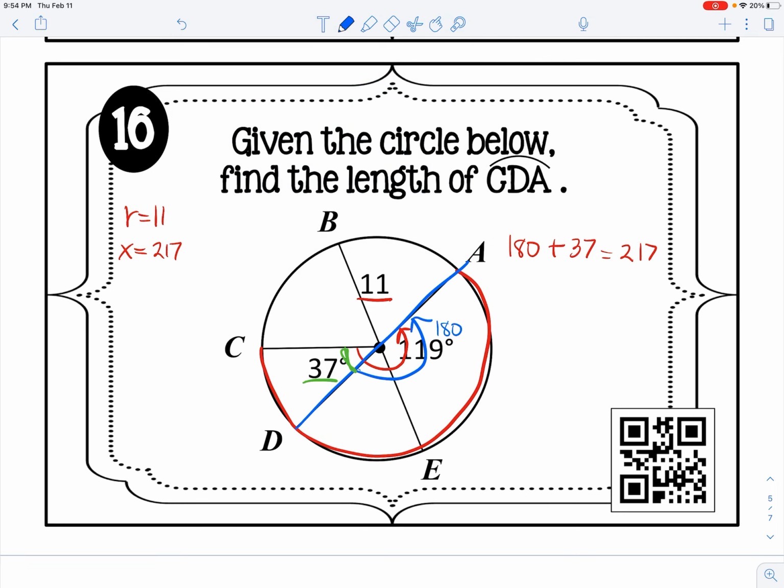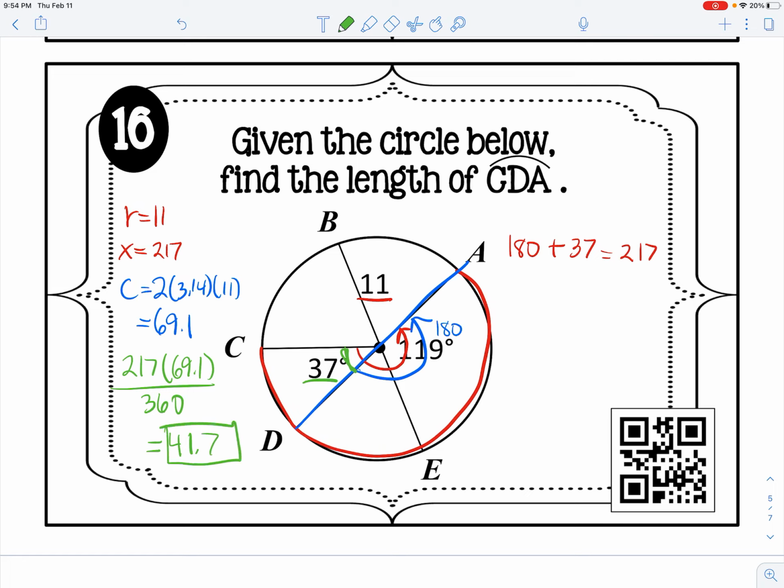So we know our radius, we know our angle, we're good to start. So circumference, 2 times pi times r. We plug those in. And I get our circumference is 69.1. Okay. Do the next part here. Calculate our arc length. So take our angle times our circumference, divide by 360. And I get about 41.6, 41.7 for our total arc length there.